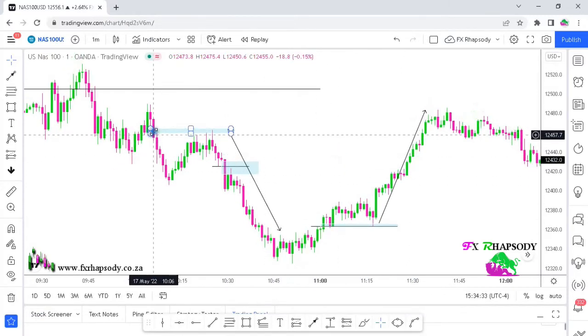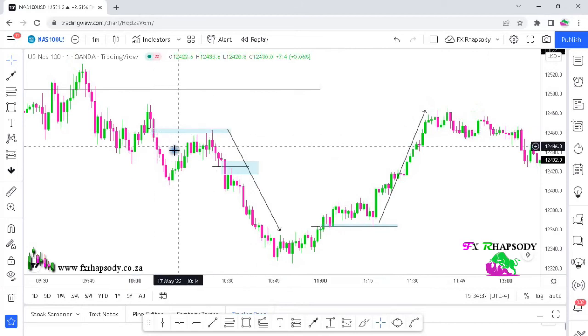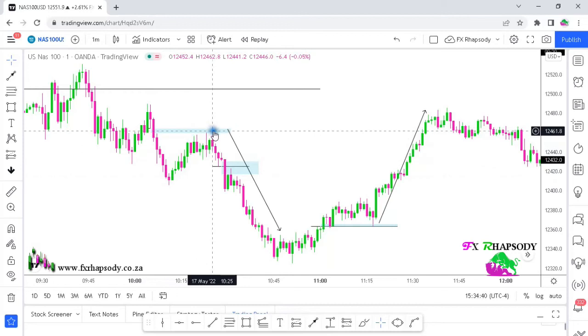Wait for that fair value gap to offer itself. Map it out and patiently wait until price gets into that gap, and then you place your order. Have your risk in place.